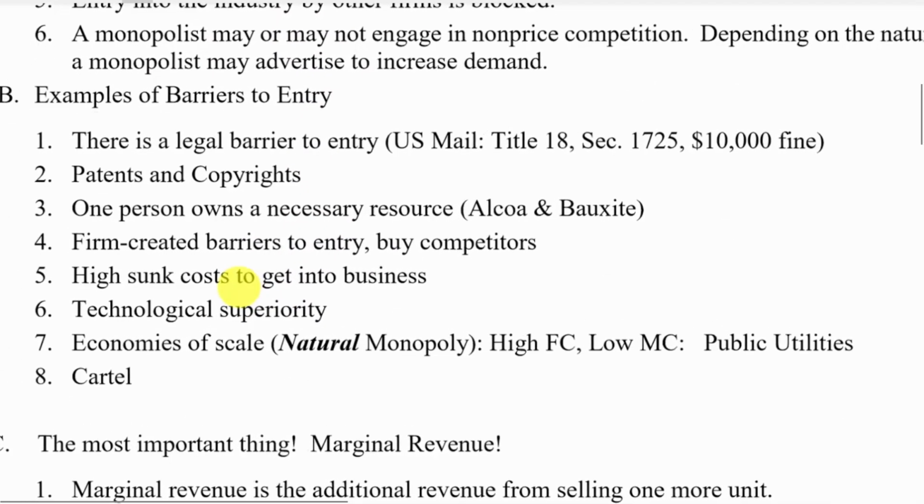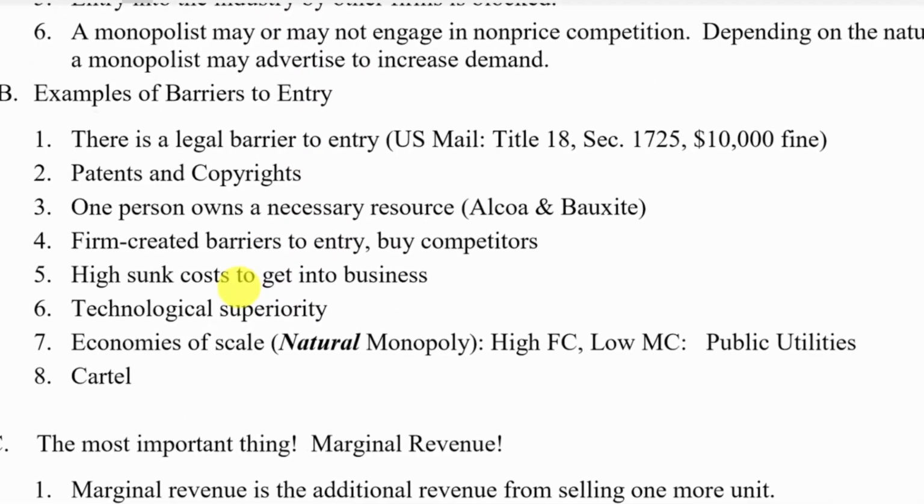What are some things out there that might make it so that there might only be one firm, or if we're talking about an oligopoly where there's just a few firms, what are some things that might be a barrier to keep other firms from coming in and competing and reducing our monopoly power in the market? Well, example number one, there might just be a legal barrier to entry. There might be a law that says you're the only firm that's allowed to do this.